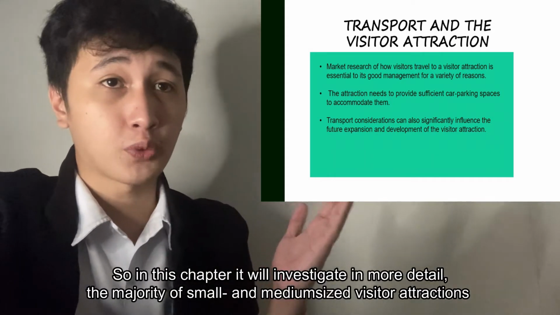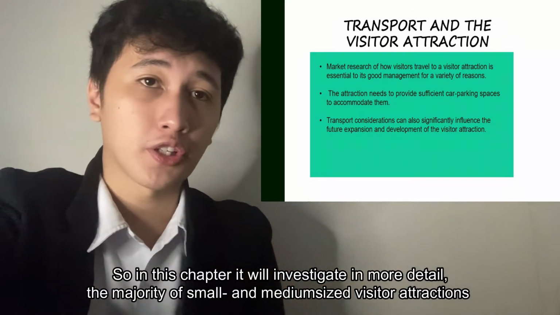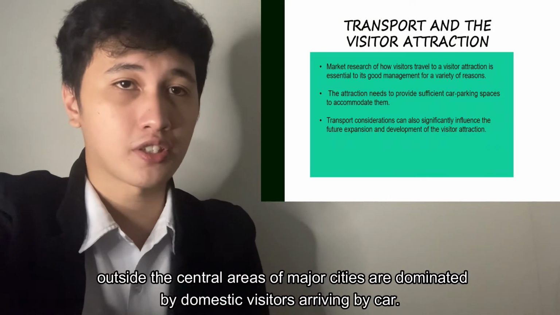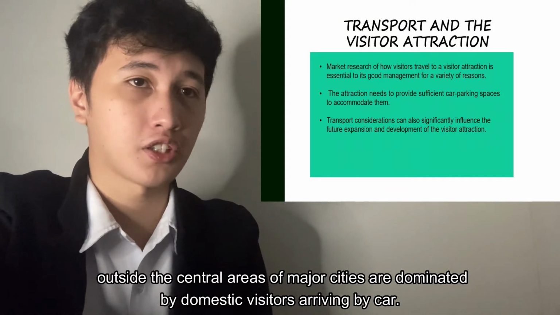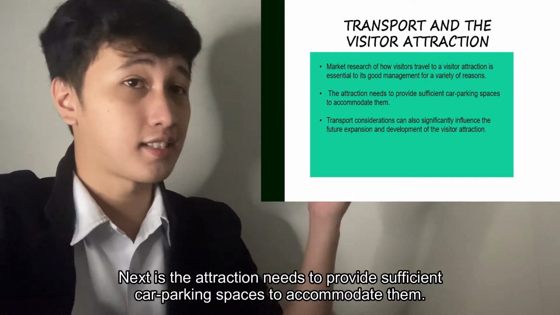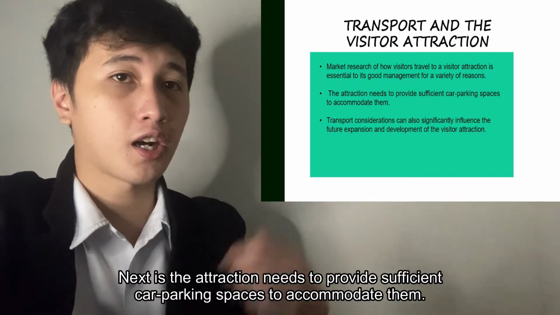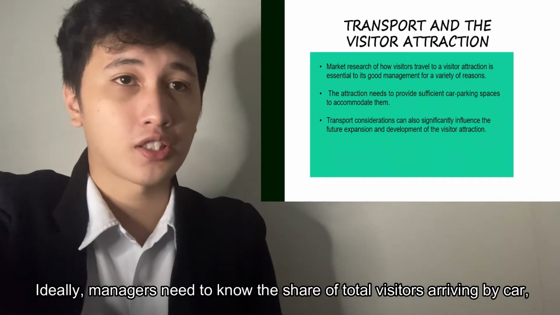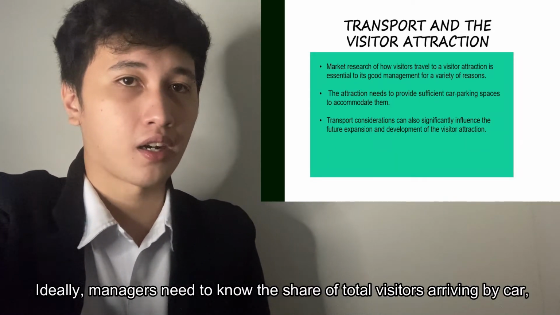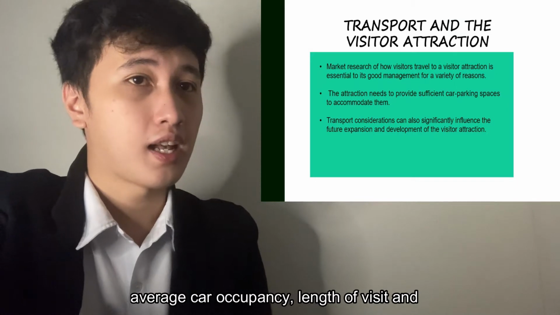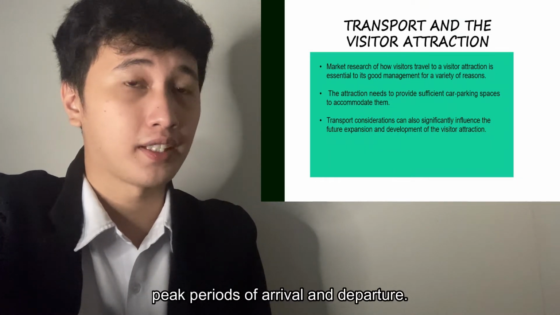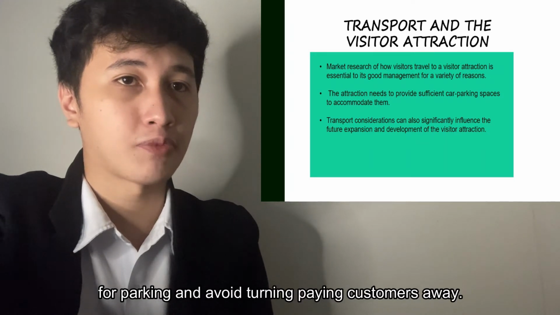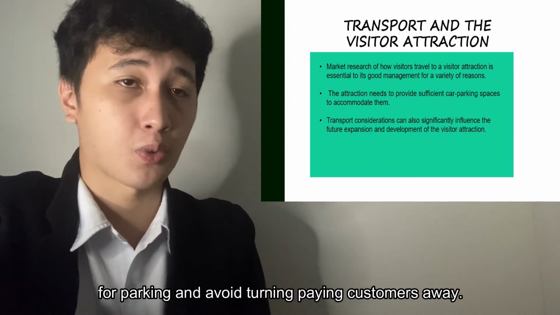In this chapter, it will investigate in more detail that the majority of small and medium-sized visitor attractions outside the central areas of major cities are dominated by domestic visitors arriving by car. Next, the attraction needs to provide sufficient car parking spaces to accommodate them. Ideally, managers need to know the share of total visitors arriving by car, average car occupancy, length of visit and peak periods of arrival and departure. This information will enable them to meet peak demand for parking and avoid turning paying customers away.